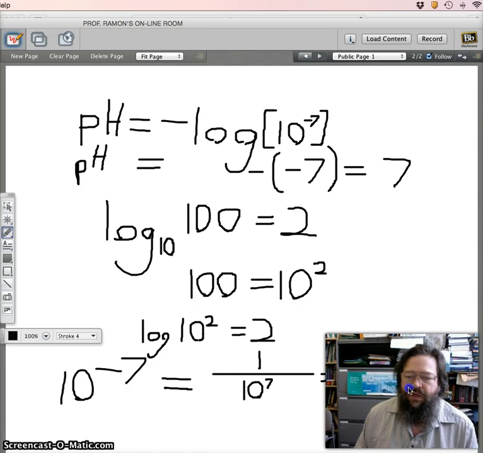I'll add some commas in here to make it easier to read. And so what we've got is a concentration of 1 hydrogen ion per 10 million water molecules. Right? If we've got 1 hydrogen per 10 million water molecules, then we've got a 10 to the negative 7 concentration, and that gives us a pH of 7.